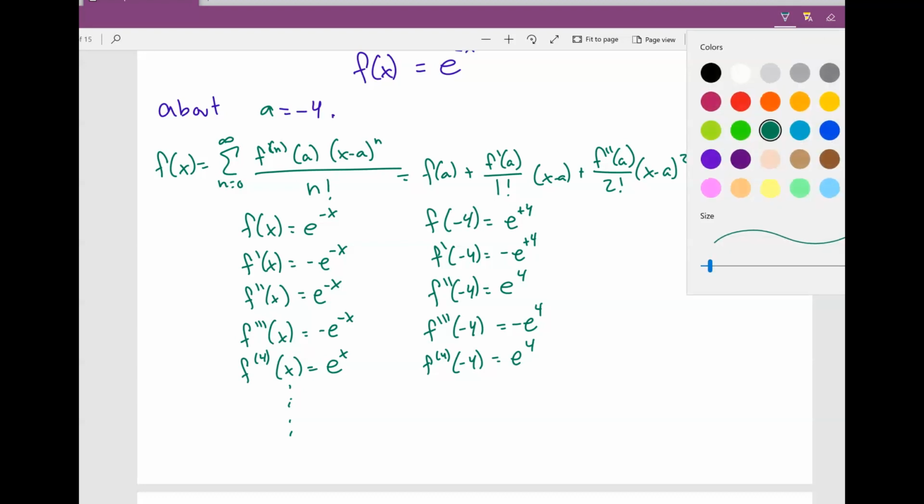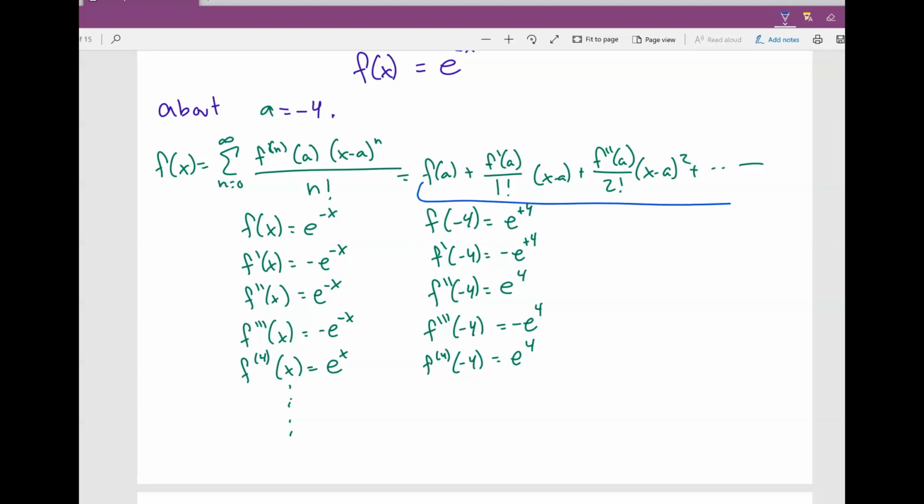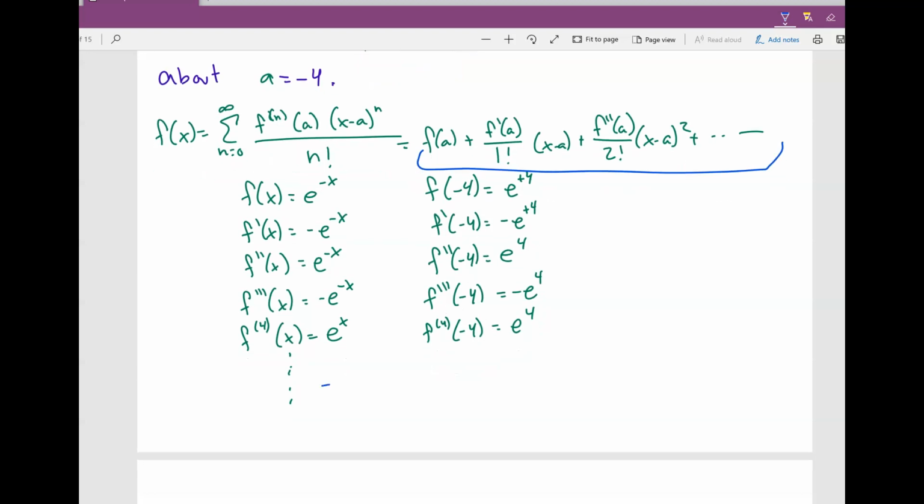Okay, so let me go ahead and plug it into my Taylor series. So f of a, we got e to the 4. Then we got f prime, that's negative e to the 4 over 1 factorial, x minus -4, which in this case is going to be x plus 4. Then plus e to the 4 over 2 factorial, x plus 4 to the second power, plus negative e to the 4 over 3 factorial, x plus 4 cubed, and then we continue.